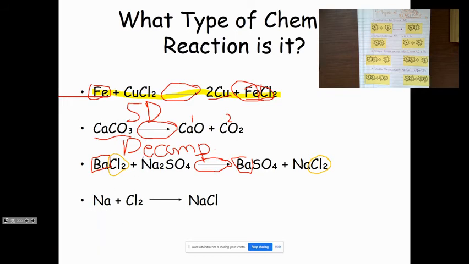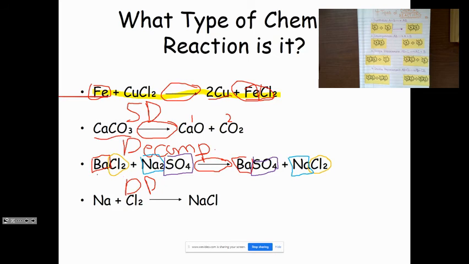I'll switch colors so you can see it better. Let's look at the Cl2. Over here, after the reaction, it's paired up with someone different too. Switch colors again. Let's look at Na2. It's paired up with SO4 before the reaction, but afterwards it's paired up with that Cl2. And lastly, our SO4 is paired up with Ba after the reaction. So we can follow the colors a little easier than numbers or letters.